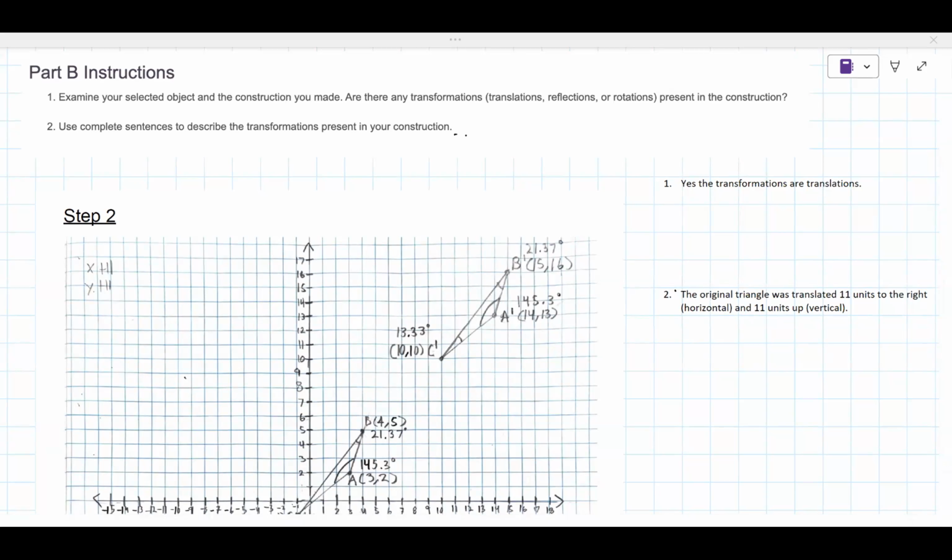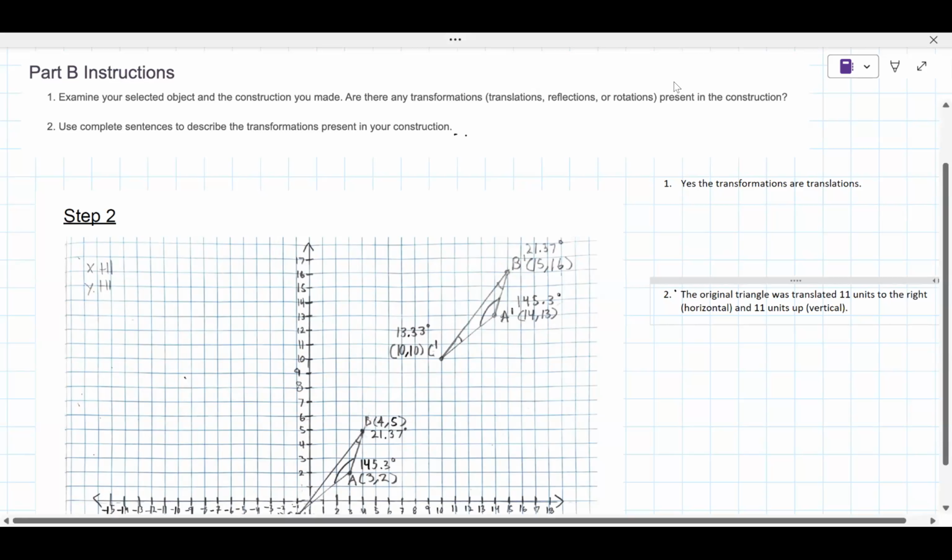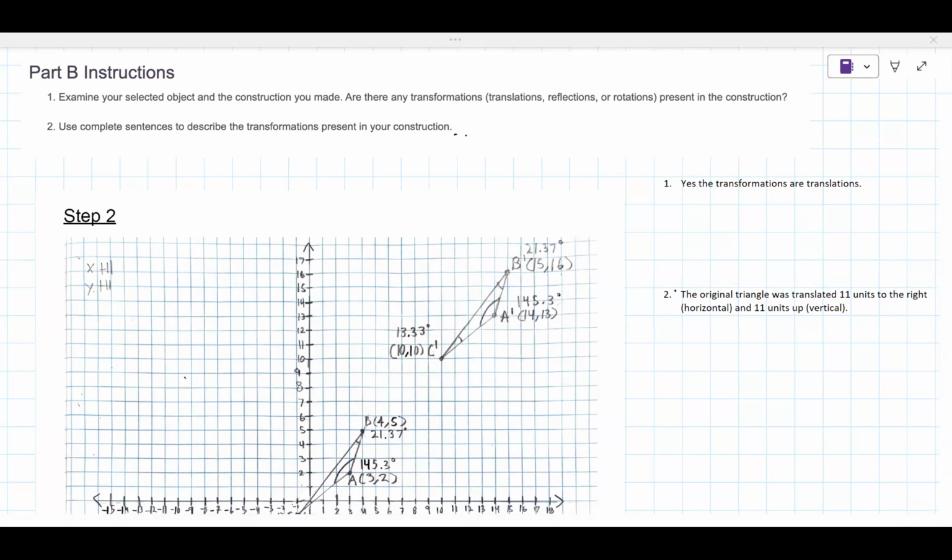by, should I keep the plus or just get rid of the plus and just put 11 units to the right and 11 units up? You just have to say the direction. I mean, you're trying really hard to give this more than you need to. All right, so translated by 11 units to the right on the x-axis and 11 units up on the y-axis.